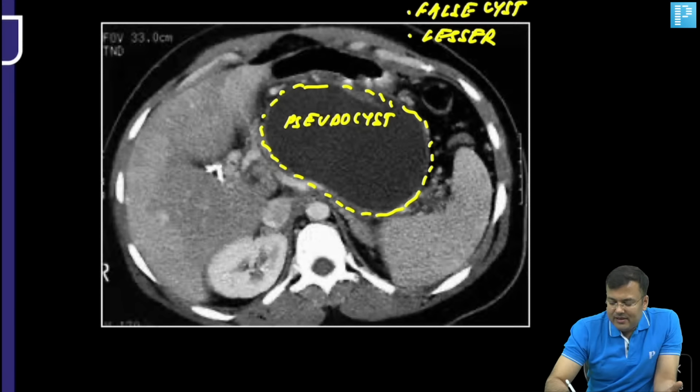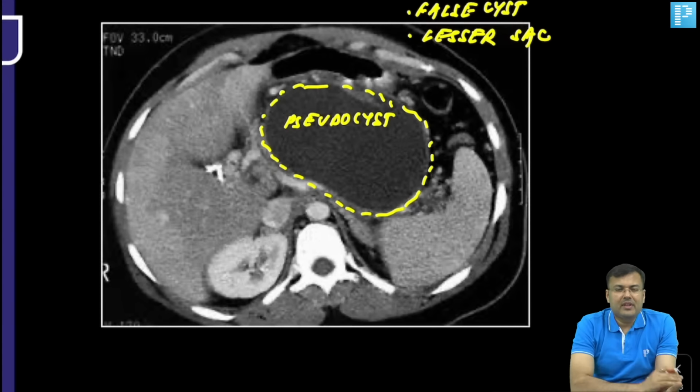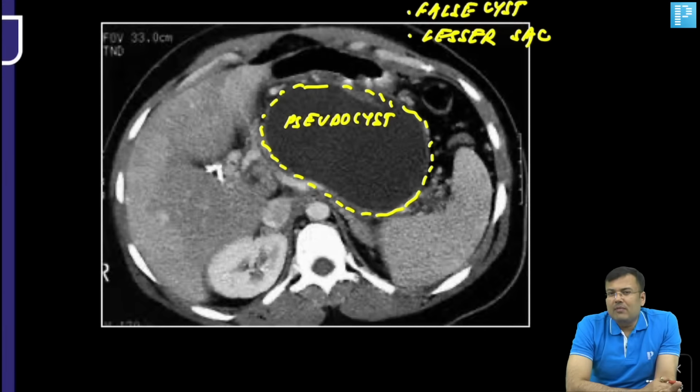Can anybody tell me what is the most common cause? The most common cause of acute pancreatitis, let me tell you, it is gallstone followed by alcohol. So, can you tell me what is the most common cause of pseudocyst, gallstone or alcohol? Waiting for your reply.